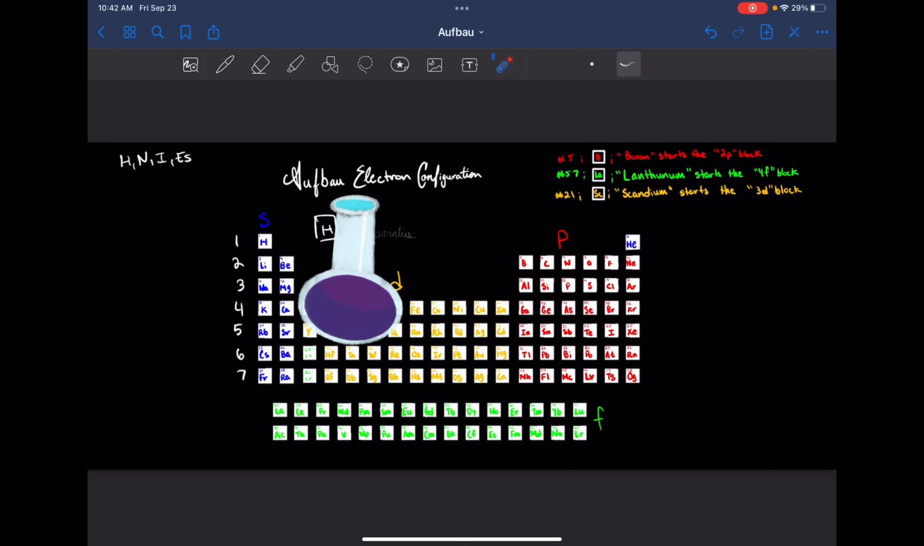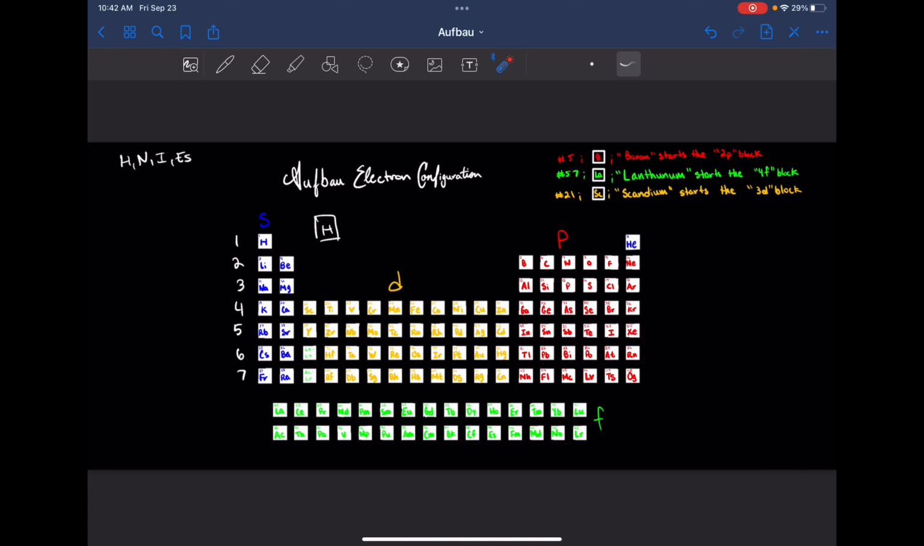Today I show you how to find the electron configuration of any given element using the periodic table. There are 4 blocks: the S block, the P block, the D block, and the F block. Let's start with the very first element in the periodic table, hydrogen. Hydrogen is in the S block in the first period.